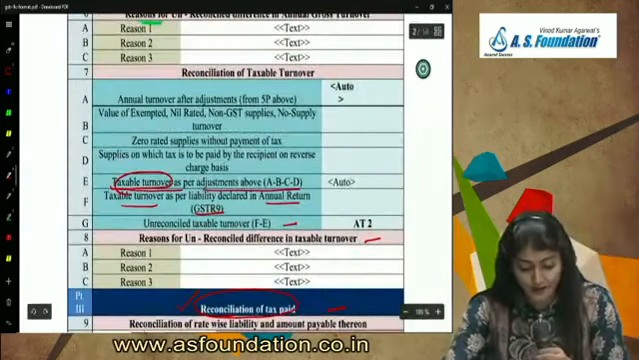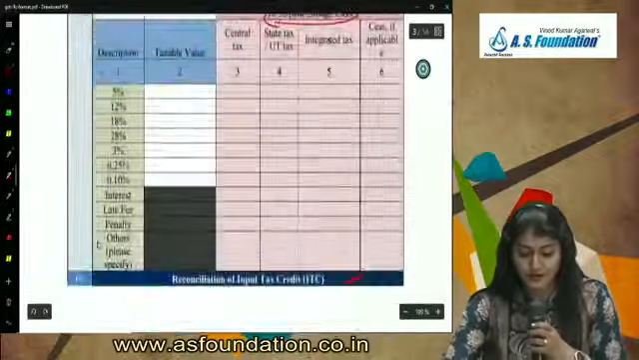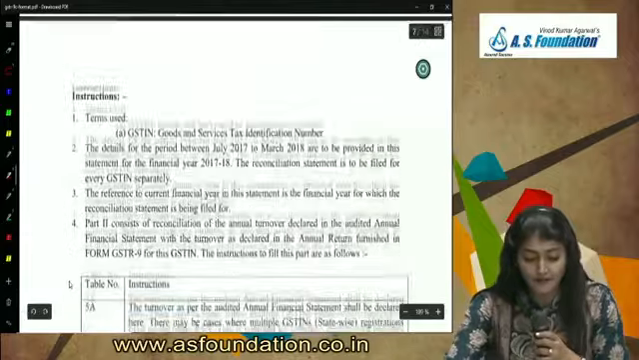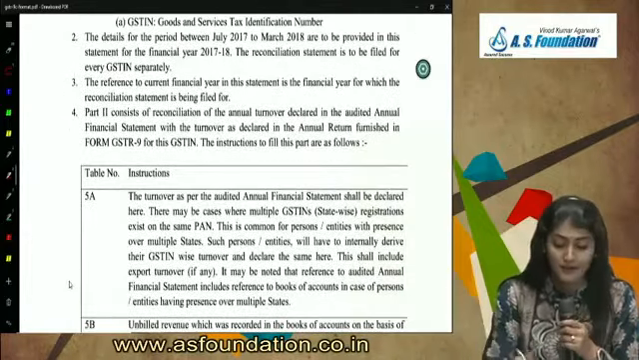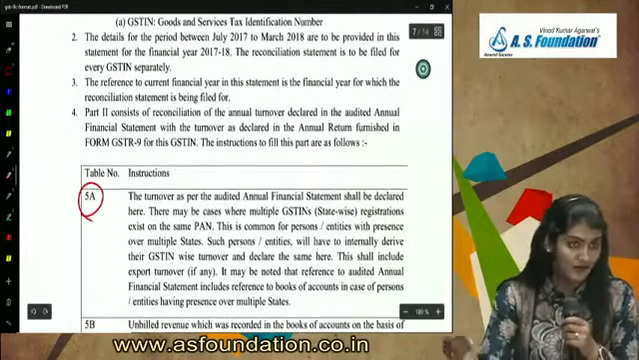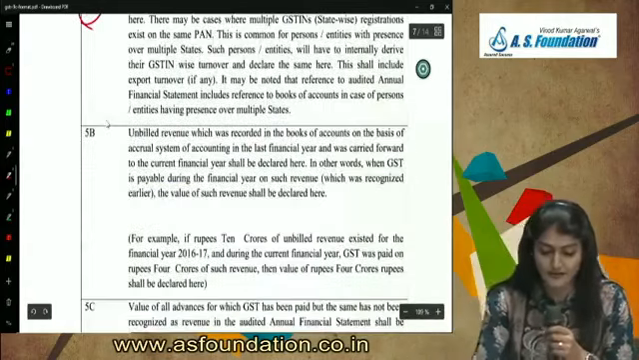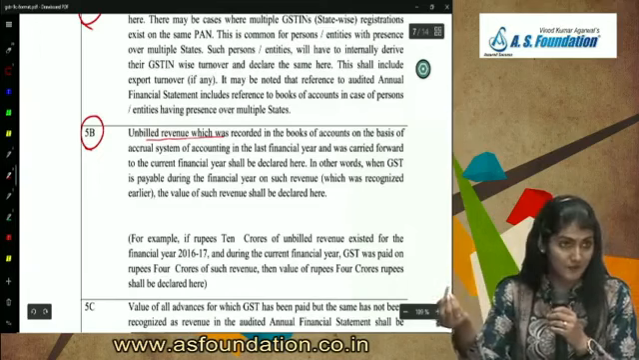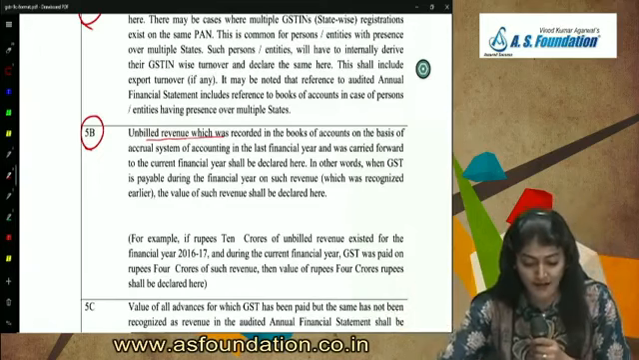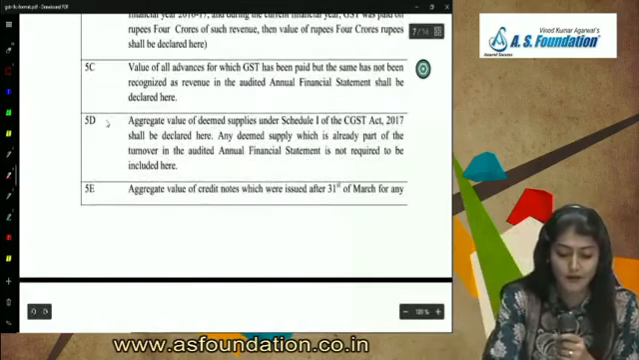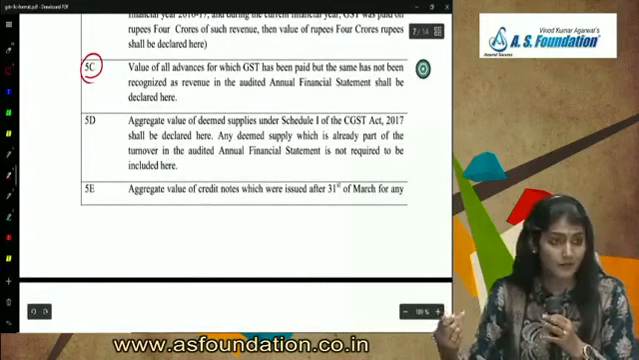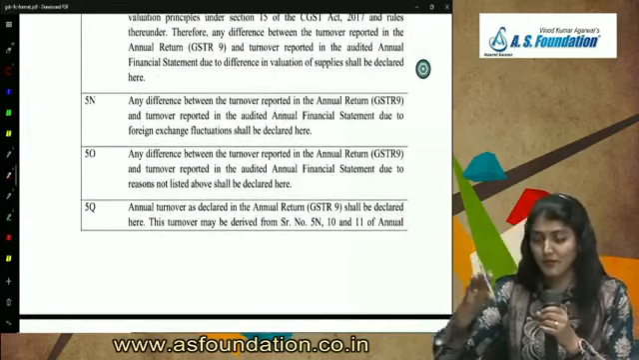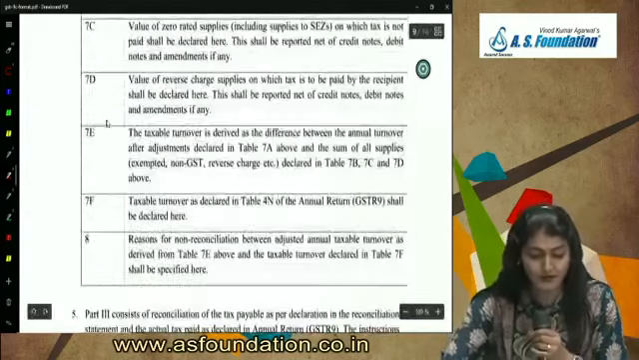And even at the end of this reconciliation, they have given some very simple explanation. Okay, 5A, what will come? Turnover as per audited financial statements. 5B, unbilled revenue on the basis of the accrual system, at the end, beginning of the financial year. 5C, value of all advances. 5D, 5E. So here also they have given a simple one, no? A more easier explanation of what comes under each of these.